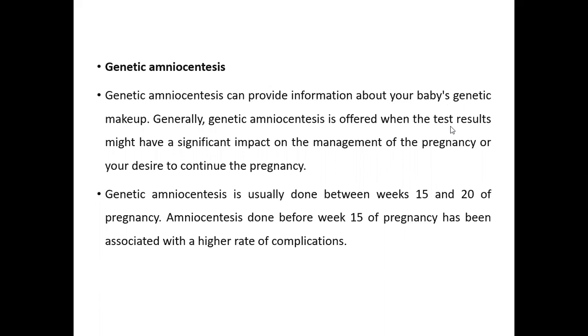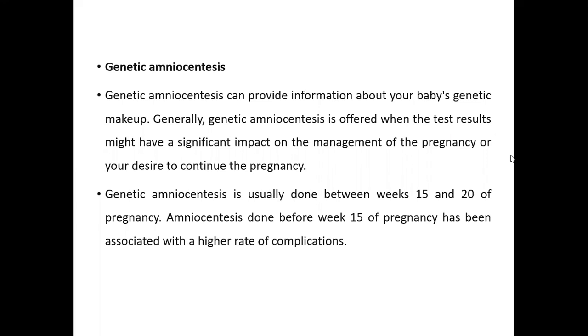Okay, so this is the special case, genetic amniocentesis, where the information is about the baby's genetic makeup. Generally, genetic amniocentesis is offered when test results might significantly impact the pregnancy, whether the pregnancy should be continued or whether to take a decision to stop, if an abnormality is there.